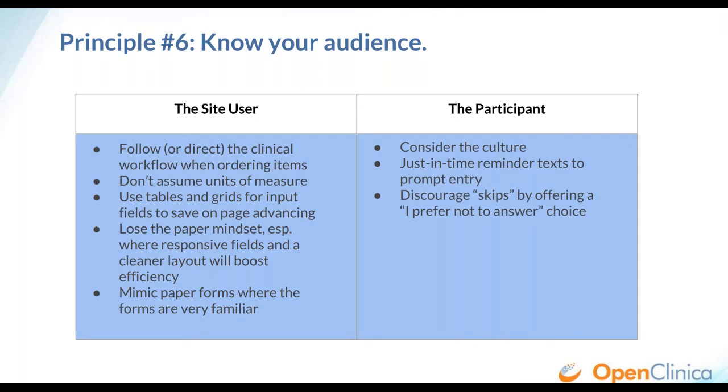You want to discourage skips or the participant overlooking a field by offering a prefer not to answer choice. If prefer not to answer is selected, you could use branching logic or skip logic to ask a follow-up question that's maybe a little less personal, so you still get some data.